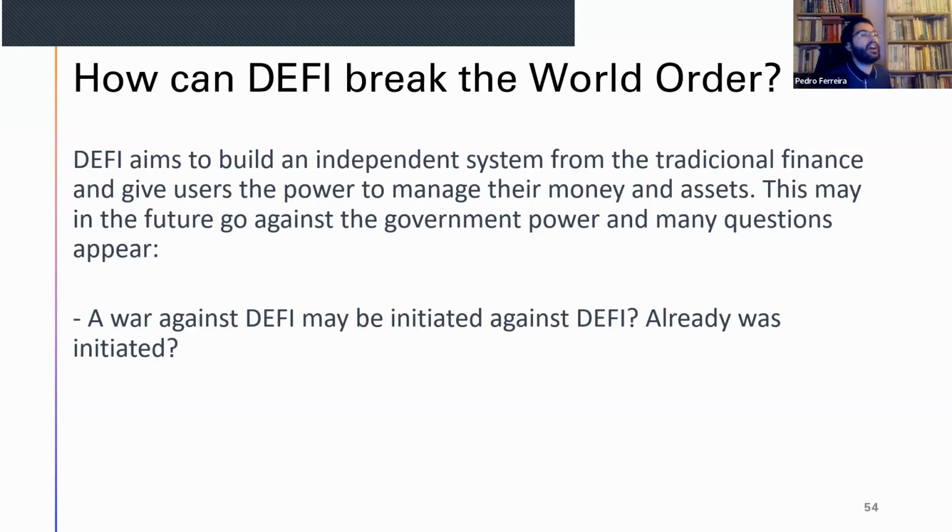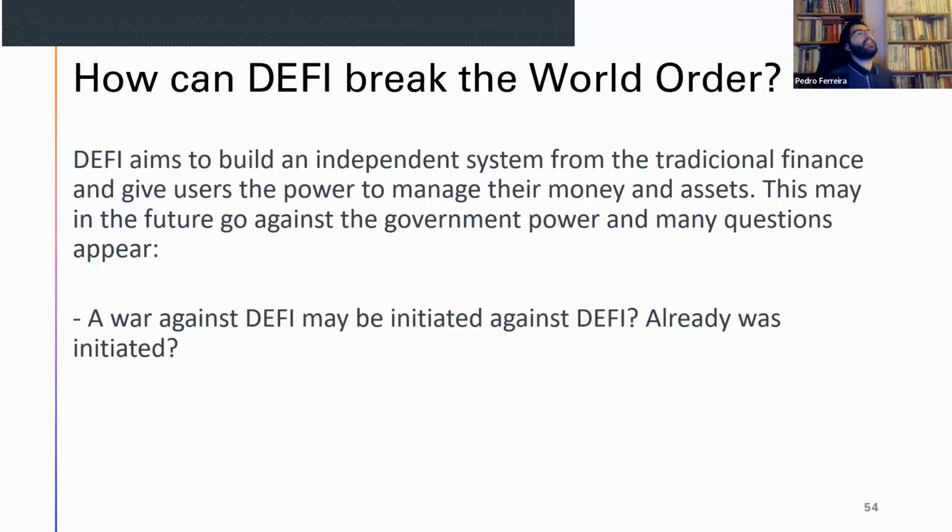This may in the future go against the proposition of the government that they own the currency, that they own the currencies, that they value the assets, that they value the commodities, etc. If we build a DeFi system that does not depend, or at least does not depend in a centralized way, on the real world, that means that the government will no longer have possession over the currency. That means that it's threatening the position of the government.